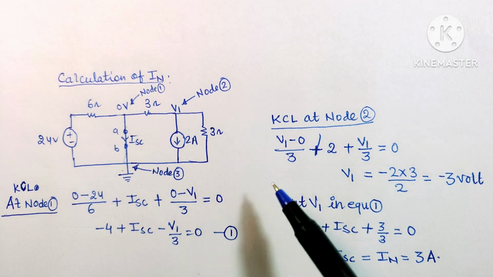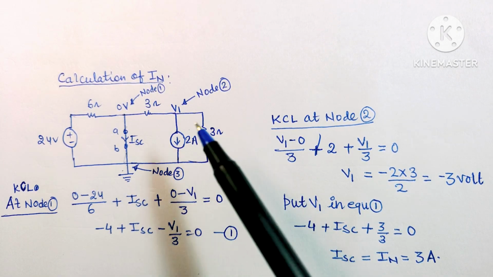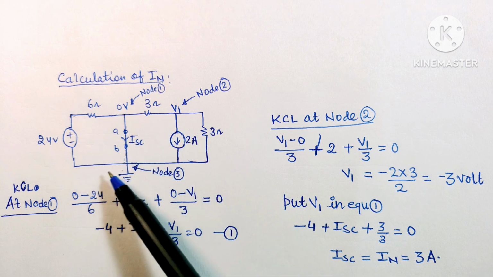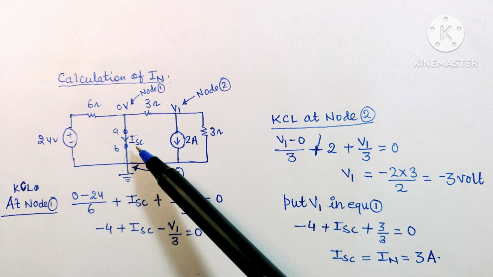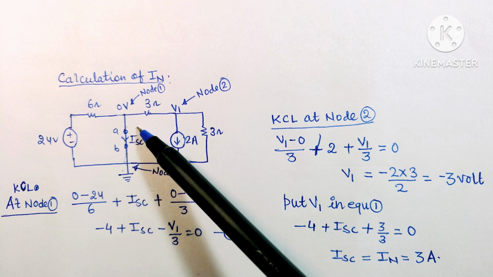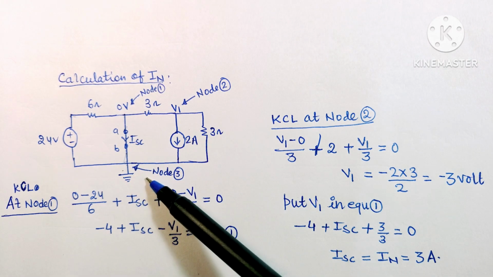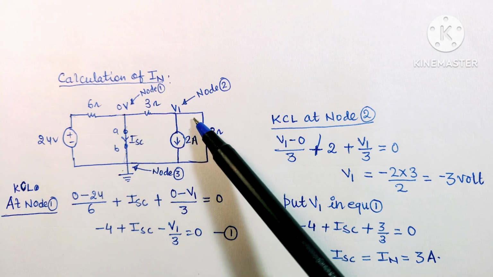First of all, let us see how to calculate the Norton equivalent current source IN. In this circuit, let's assume that across terminals A and B it is short circuited, and we need to find out the short circuit current across terminals A and B. Here assume that this is node 3, this is node 1 and this is node 2.